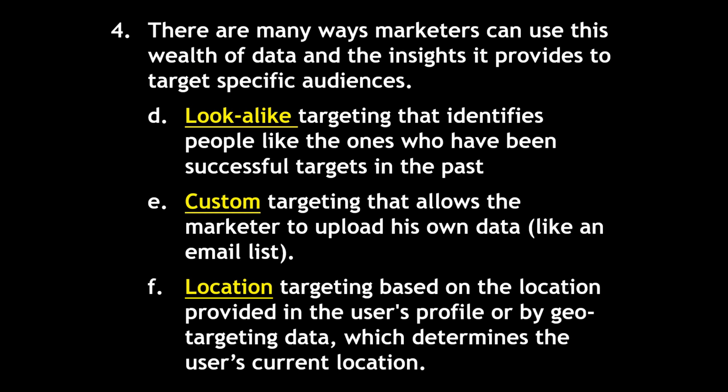Lookalike targeting that identifies people like the ones who have been successful targets in the past. So people that fit certain criteria and different similarities, that's going to be considered. Custom targeting that allows the marketer to upload his own data, kind of like an email list. Location targeting based on the location provided in the user's profile or by geo-targeting data, which determines the user's current location. When you check into a business on Facebook, for example, when you give a review of a business on Yelp, that sort of stuff is going to be collected.